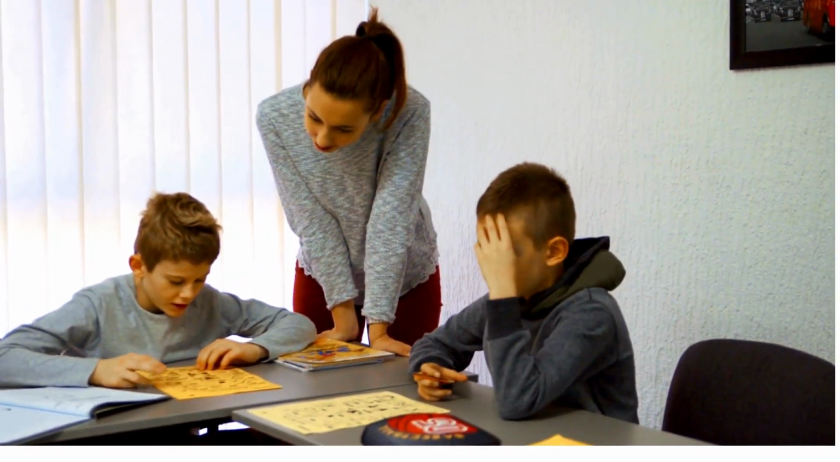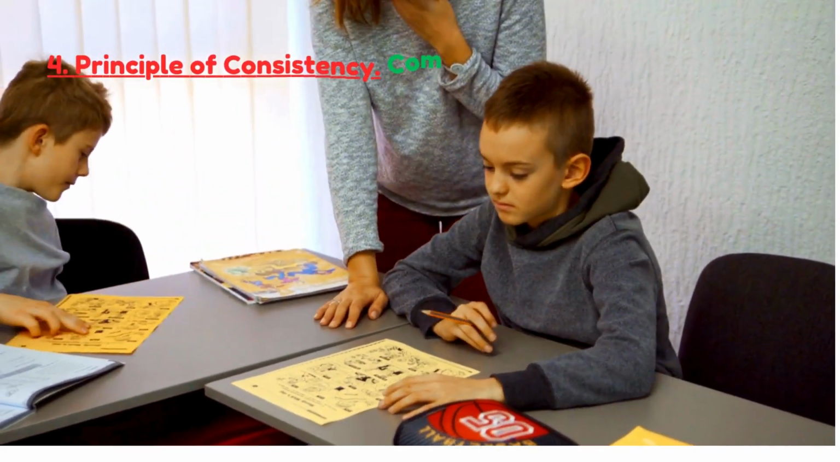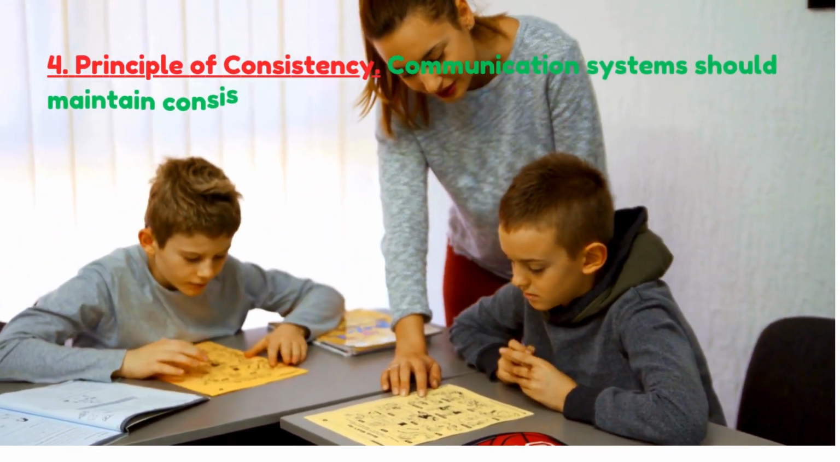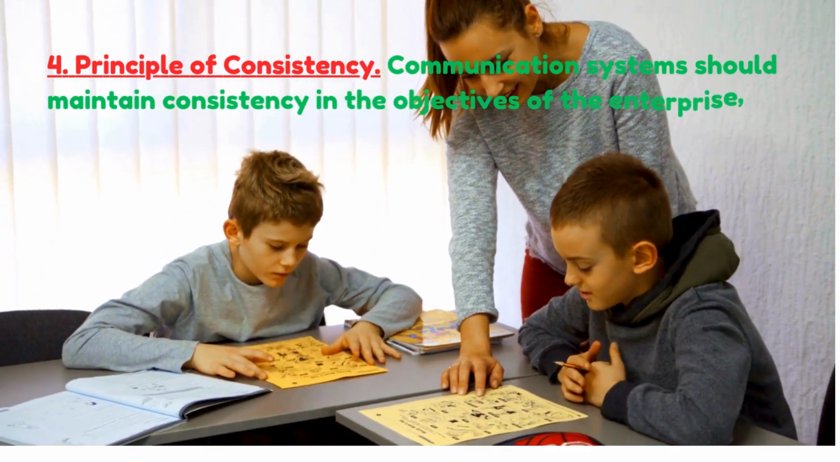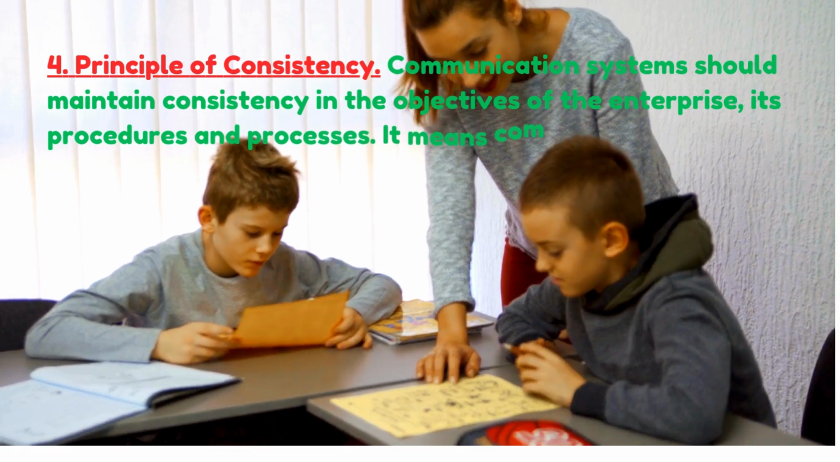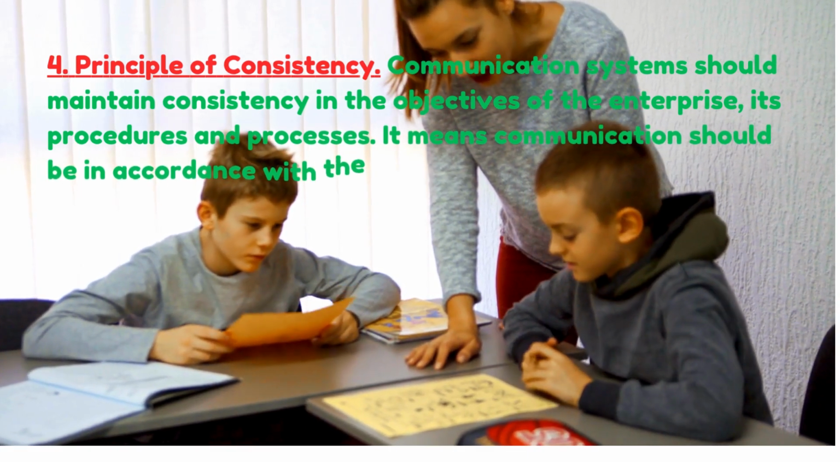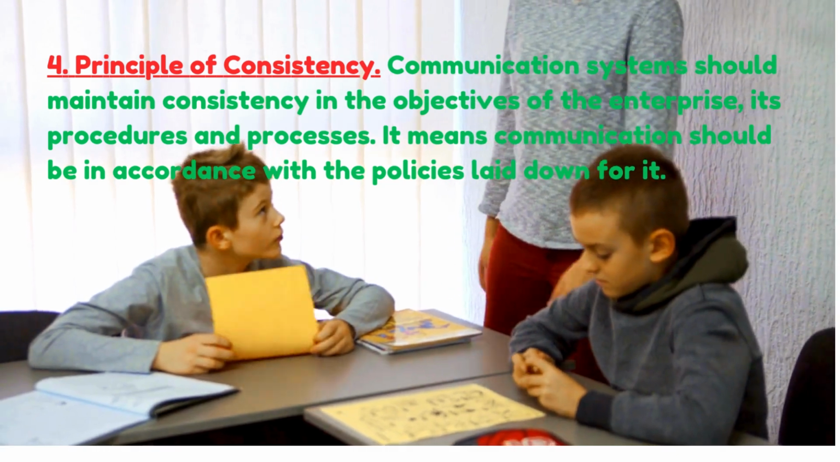Fourth principle of consistency. Communication systems should maintain consistency in the objectives of the enterprise, its procedures and processes. It means communication should be in accordance with the policies laid down for it.